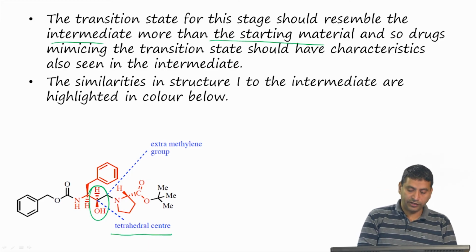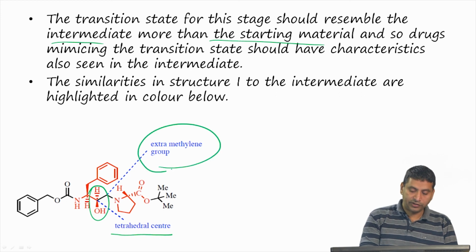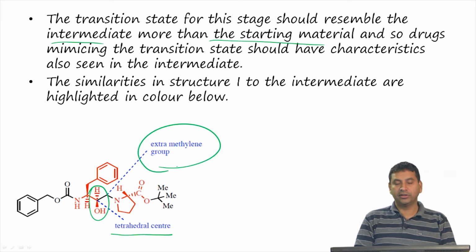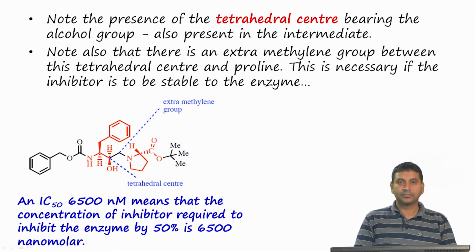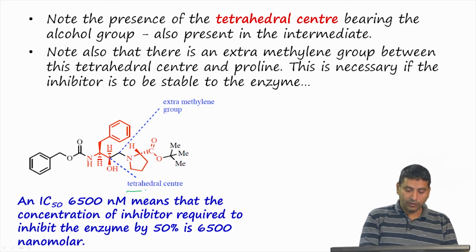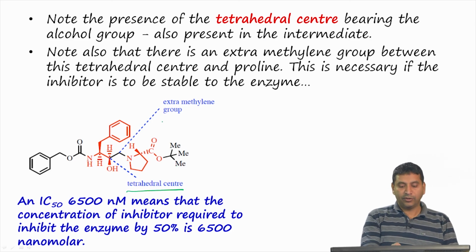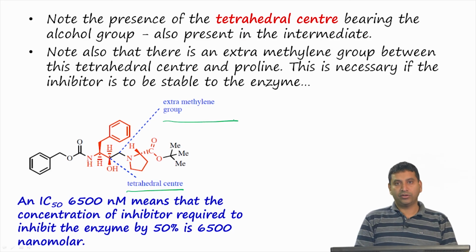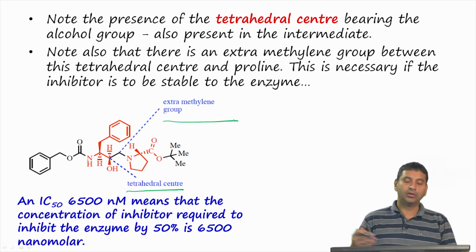There is a tetrahedral center, and then there is also an extra methylene group here which helps with stabilizing the transition state. Okay. So, this is shown here again. You have a tetrahedral center and you have this extra methylene group, which is necessary if the inhibitor is to be stable to the enzyme. That means that there should be no turnover by the enzyme.